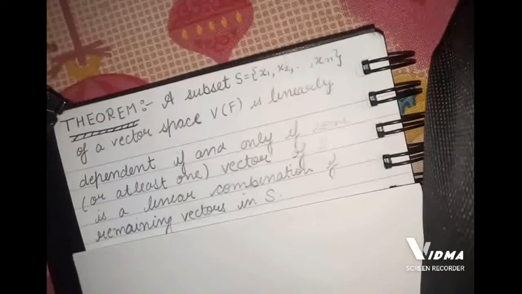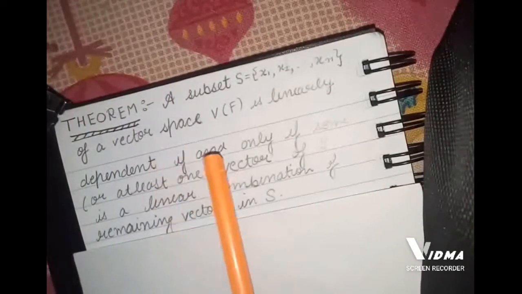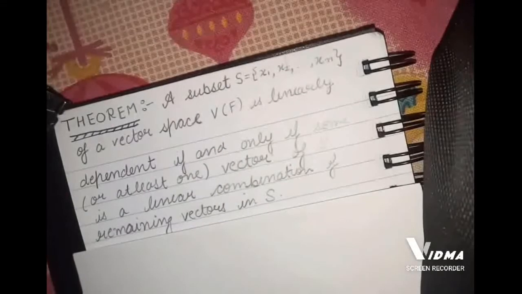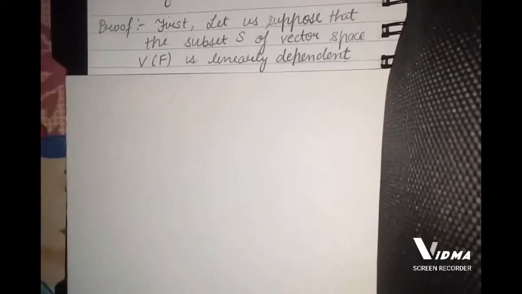Also, since the theorem's statement consists of this if and only if, it means we have to prove the converse part also. That means the converse part also holds. What's that? If we are able to find a vector in a subset S which is a linear combination of remaining vectors in S, that means the subset is surely linearly dependent. So now let's look at the proof of this theorem.